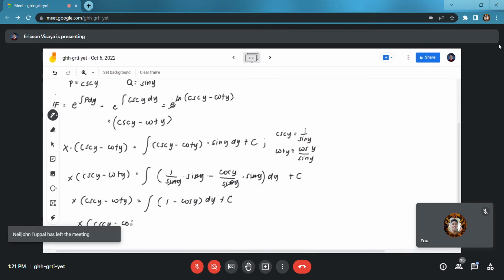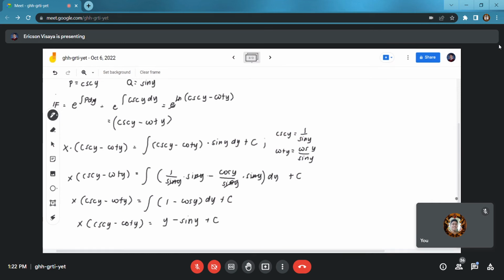Our answer: the integral of 1 dy is Y. The integral of cosine Y dy is sine Y, so with the negative sign, negative sine Y plus c.